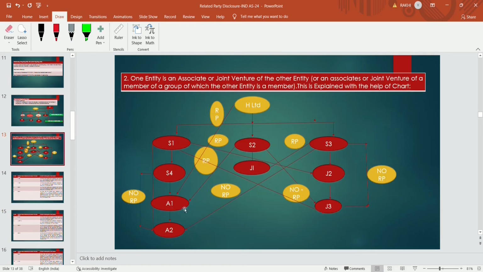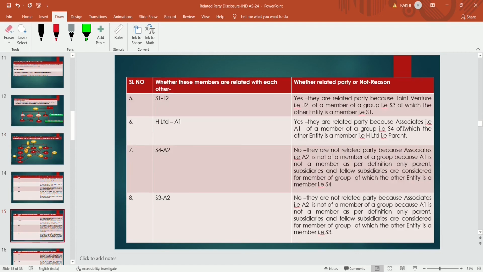H limited and A1 is a related party, because H limited is a parent company, and S4 is also the member of the group. H limited, member of the same group, includes the parent, subsidiary and fellow subsidiary. And A1 is the, so in this case, yes, they are related, because associate A1 of the member of the group S4, of which the other entity is the member, that is H limited, is the parent.